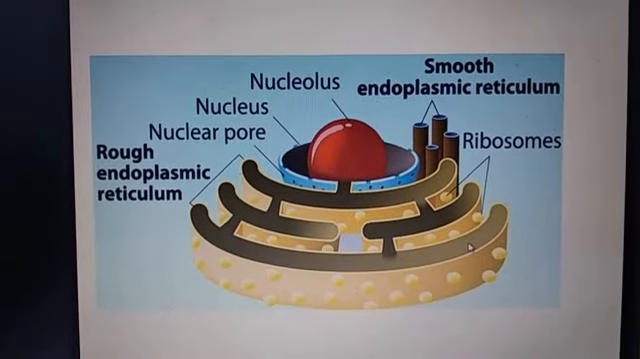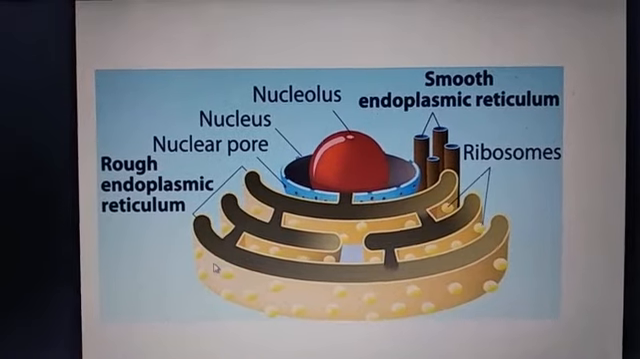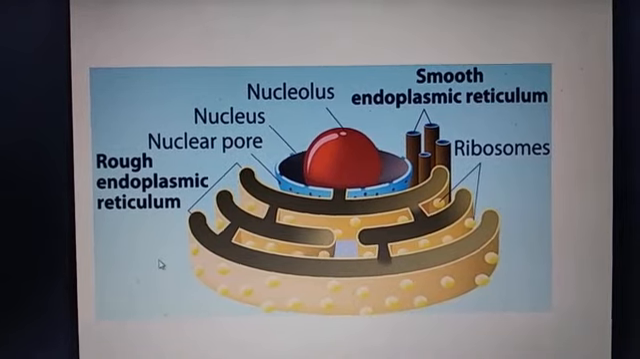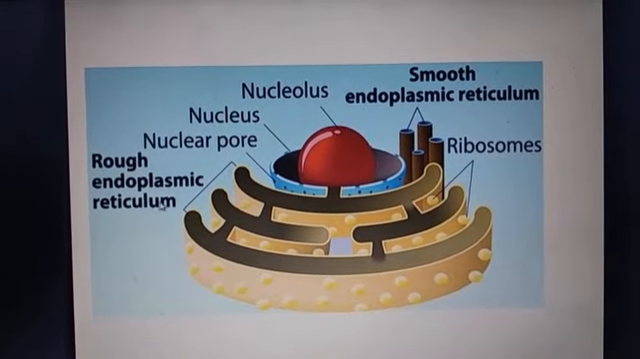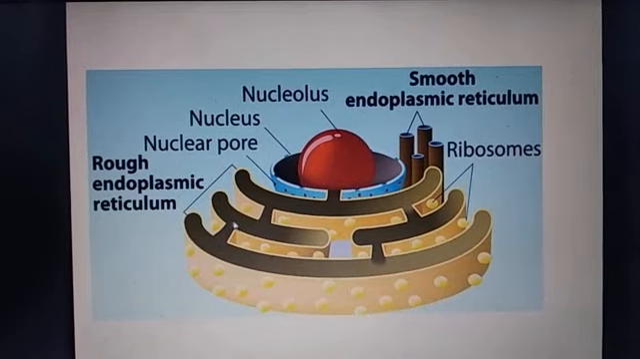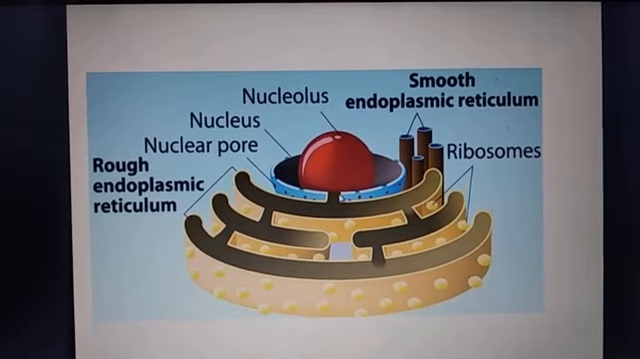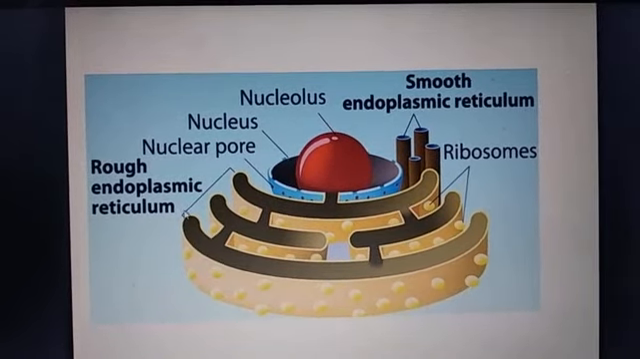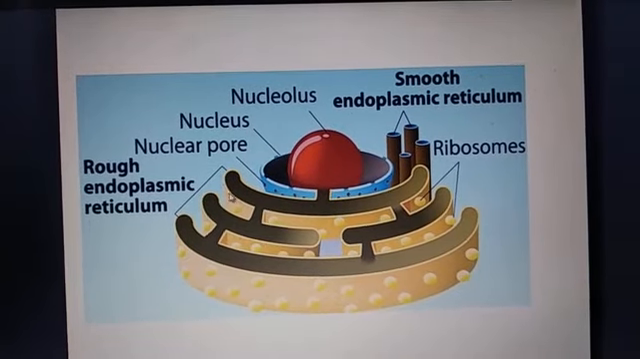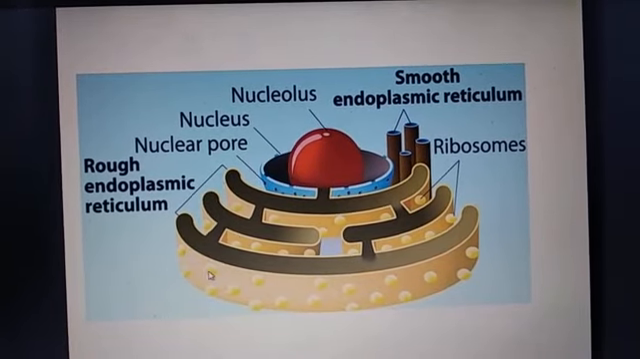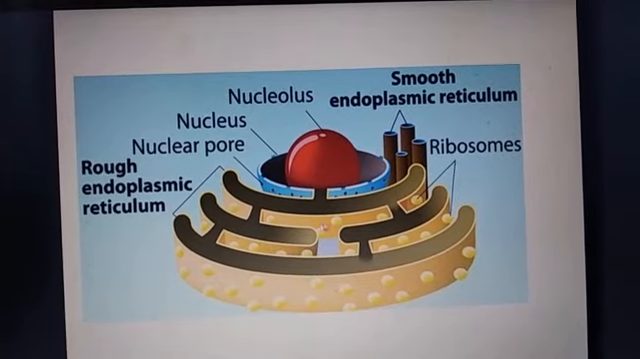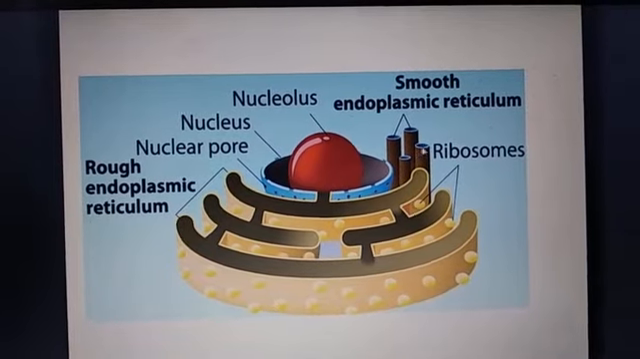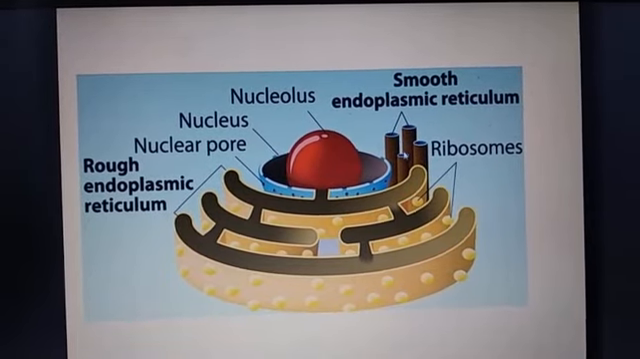The third cell organelle that I will be explaining is endoplasmic reticulum, in short known as ER. This ER provides channels for transport of material in a cell. Endoplasmic reticulum is of two types. Rough endoplasmic reticulum has ribosomes and they help in protein synthesis. Smooth endoplasmic reticulum do not have ribosomes and they help in synthesis of fats.